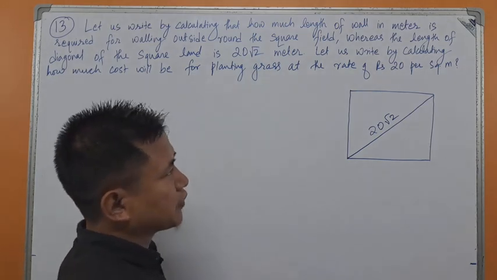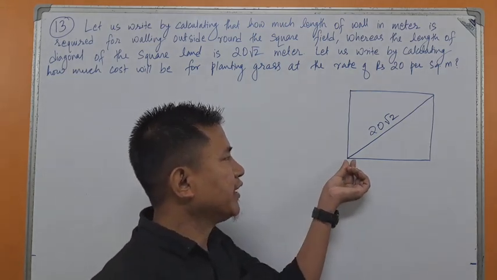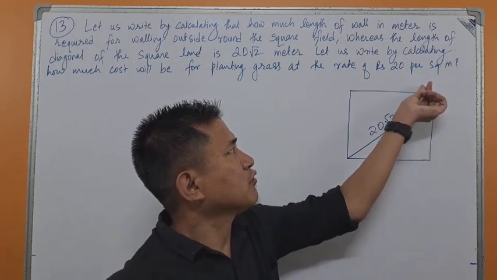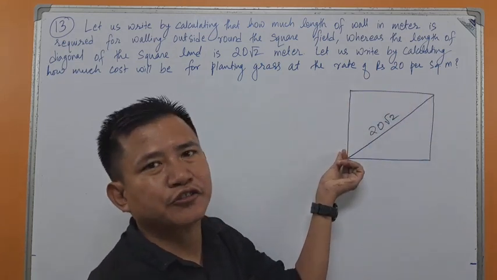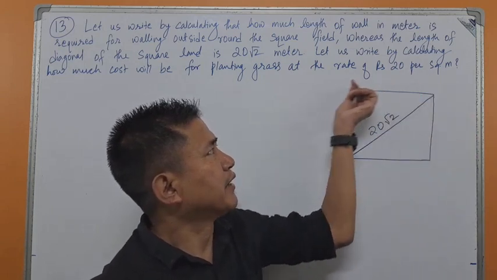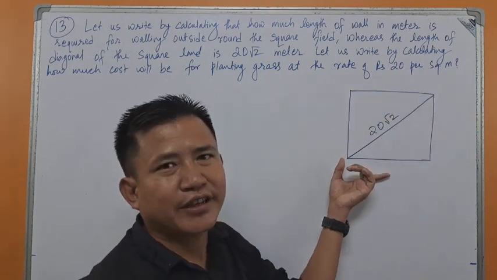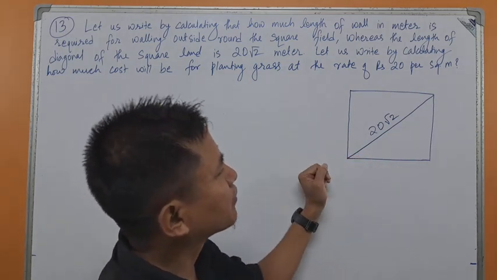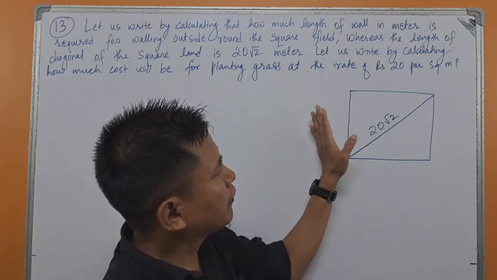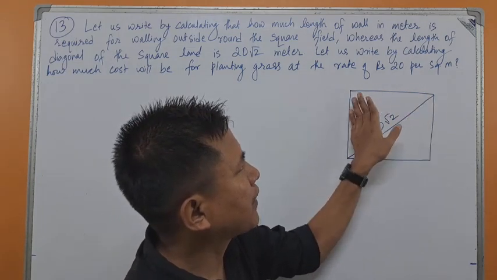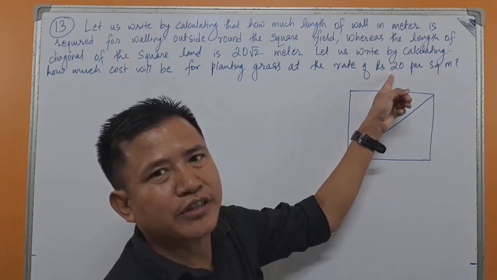So the first part of the question is, what will be the length of the wall needed to surround this square shaped land? Okay, we are asked to find the length of the wall needed to surround this square shaped land, which means basically we are asked to find the perimeter of this square, isn't it? And the second part of the question is, what will be the total cost of planting grass in this square shaped land at the rate of rupees 20 per square meter.